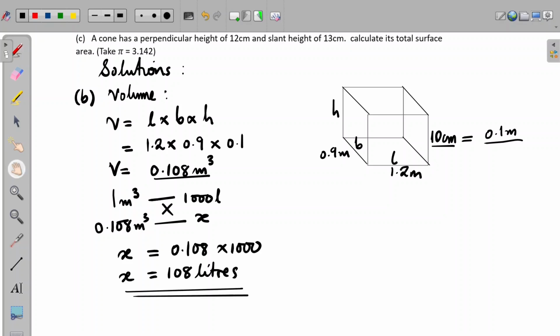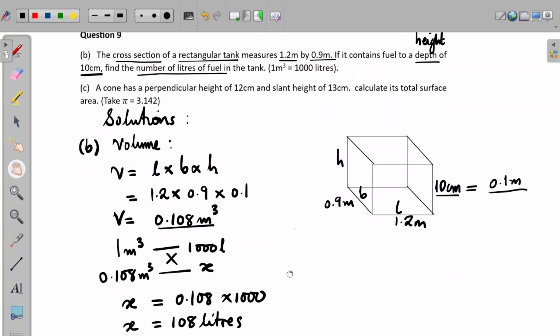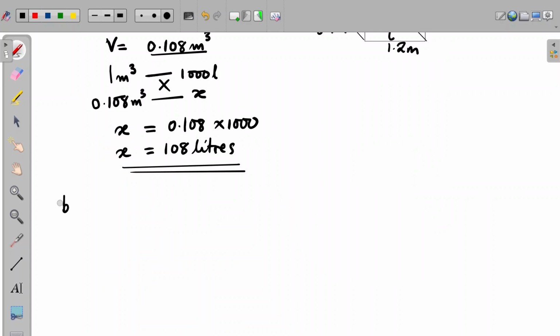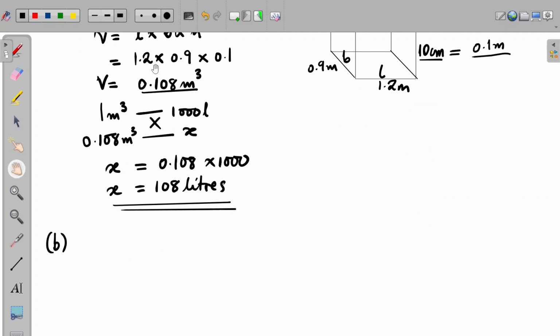So we go to C. A cone has a perpendicular height of 12 centimeters and slant height of 13 centimeters. Calculate its total surface area. So we have a cone. So this is now our C.